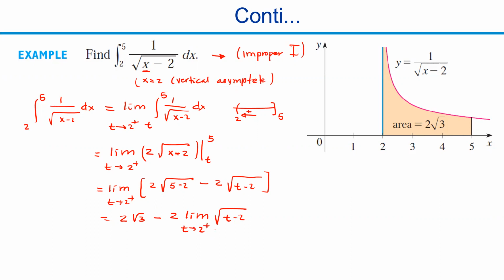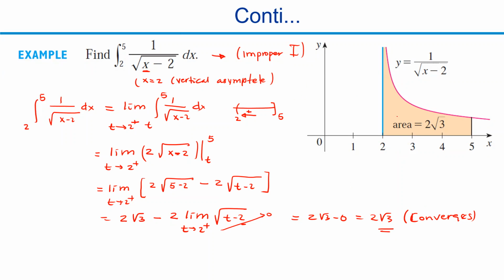You see, 2 from the right means it is a bit greater than 2, but they are almost the same, yeah? But we know that the square root of t minus 2 is defined there. So this will go to 0, and we obtain 2 root 3 minus 0, which is 2 root 3, yeah? Since the limit exists, we can say that the improper integral converges. Converges to what? Converges to 2 root 3.